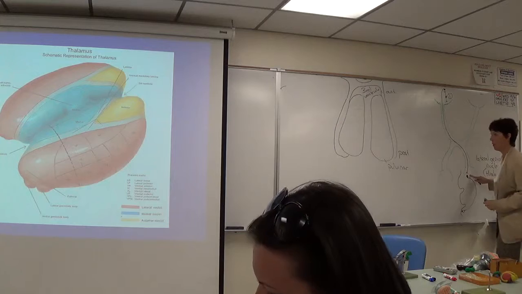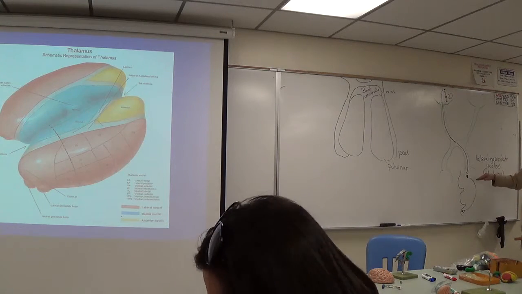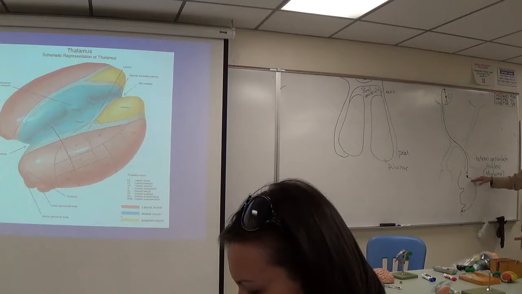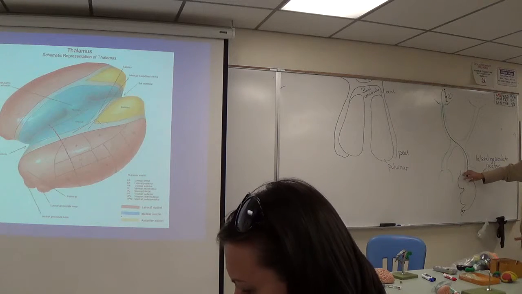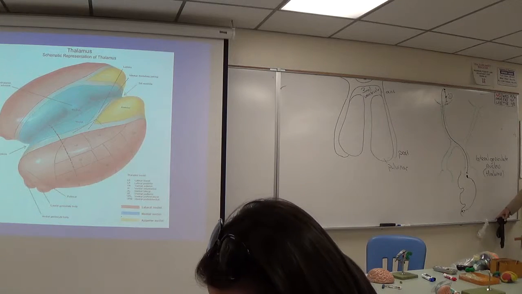And these third order neurons are in the thalamus. That's what makes up most of the thalamus. It's gray matter, which are the cell bodies of the third neuron in all of our sensory pathways.